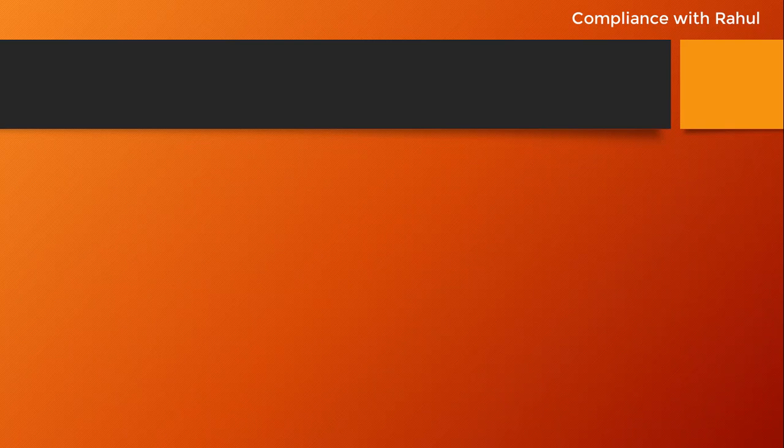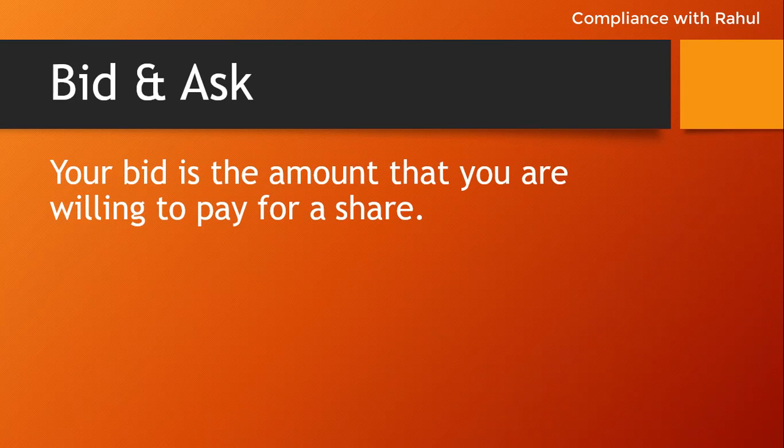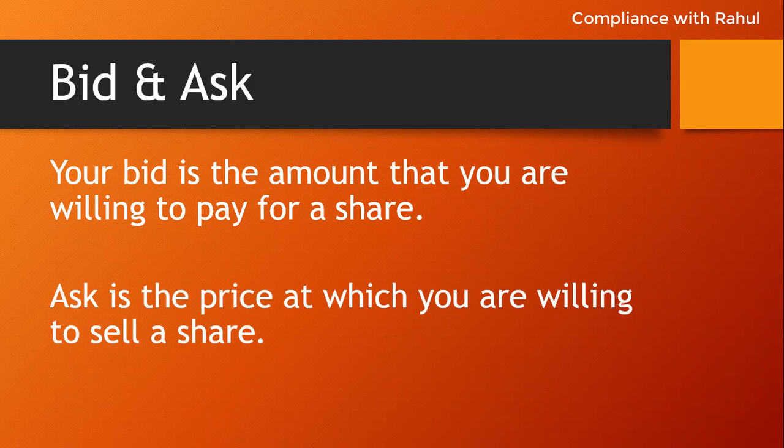The next term used in an order is a bid and an ask. Bid price is the buy price where you buy the stock, and the ask price is the sell price.